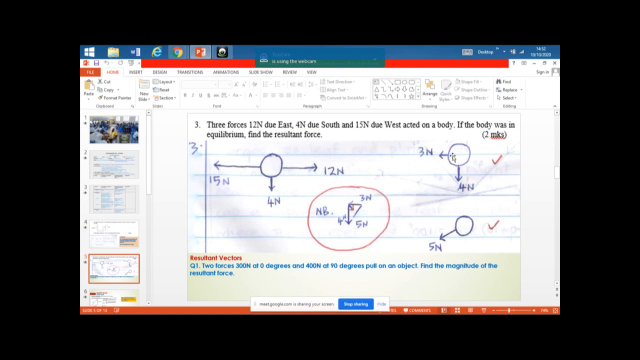So we must build a triangle, a right angle triangle to be exact, where we can either move the 3 newtons or move the 4 newtons. Meaning, we can either move the x-axis, which is the 3 newtons, to make the triangle, or we can move the y-axis, the 4 newtons, to make the triangle. So in this case, looking at my triangle the way it is, which one did I move? Did I move 3 newtons or did I move 4 newtons?